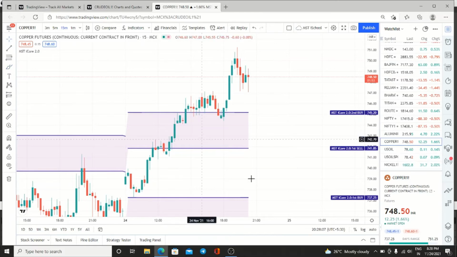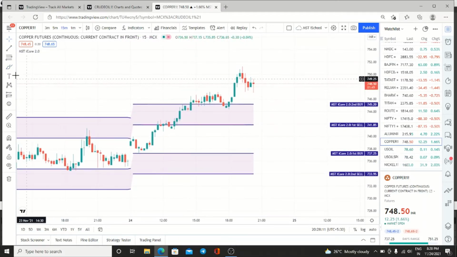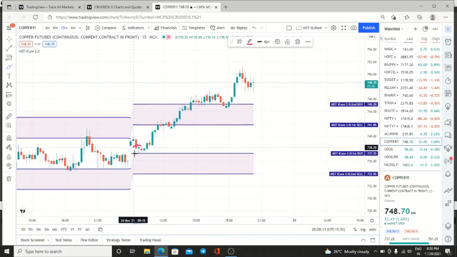Now what happened? See here, the buy got activated exactly. So this is our buy entry. See, the low 737.25 is the low and our buy entry is also 737.25. Exactly our buy entry got activated. Yesterday also buy activated, target hit. Again from sell side to buy side, target hit.